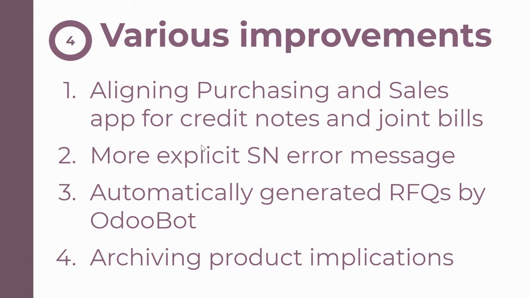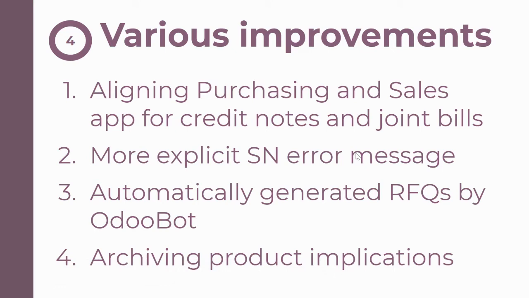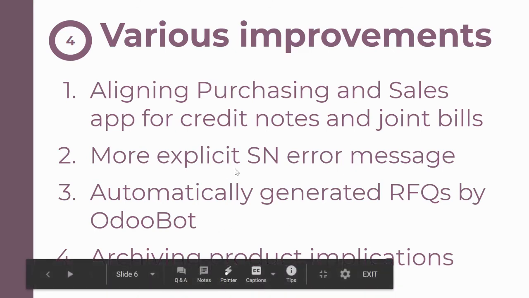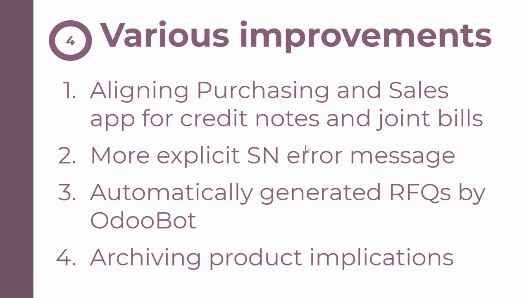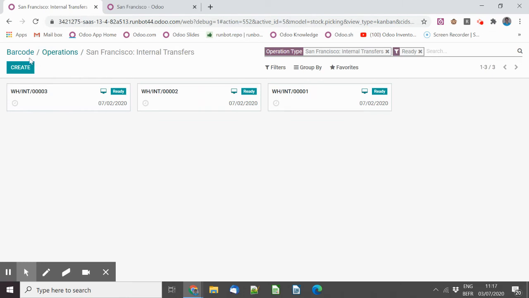Then, more explicit serial number error messages. Some things will be generated automatically by Odoo, while before they were generated by the connected user. And finally, some implications on the product archive. So let's go back to the database.